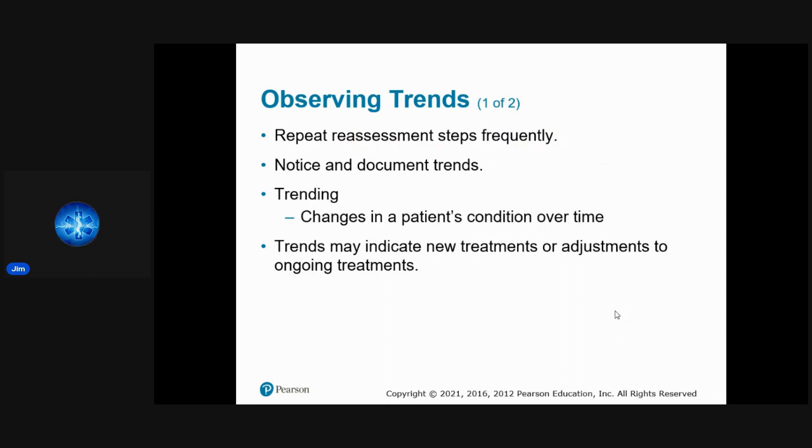Observing trends. This is repeating assessment steps frequently. We talked about how often we're going to reassess. We'll notice and document these trends. And the term trending means changes in the patient's condition over time. And we've talked about this. Trends may indicate that we need to change our treatment plan or adjust our ongoing treatment. Maybe it's not working and we need to change it, or maybe it is working, but we need to put more effort into it to make it better.